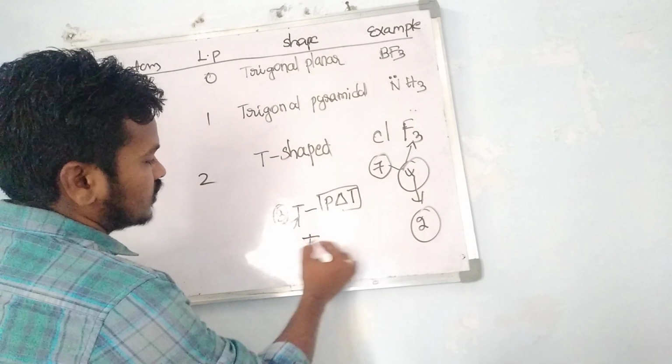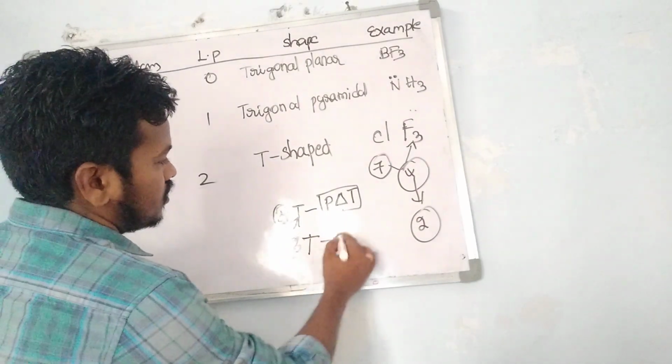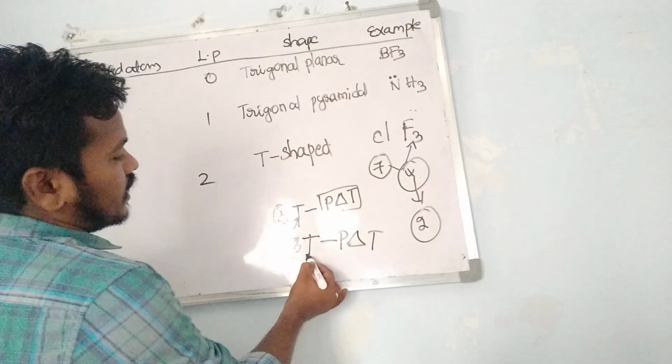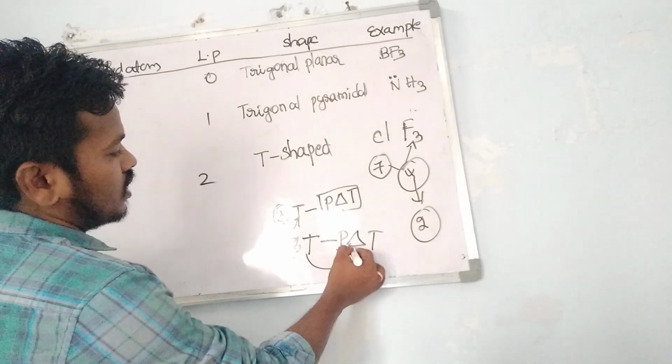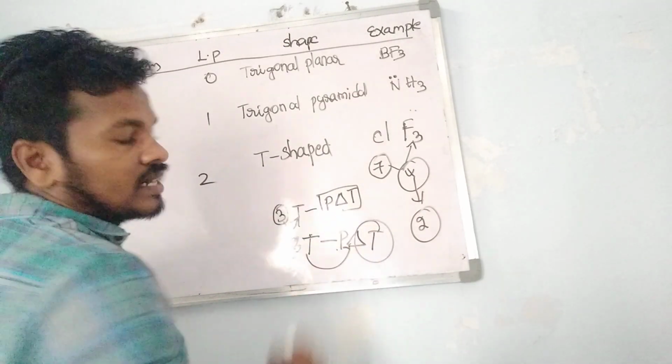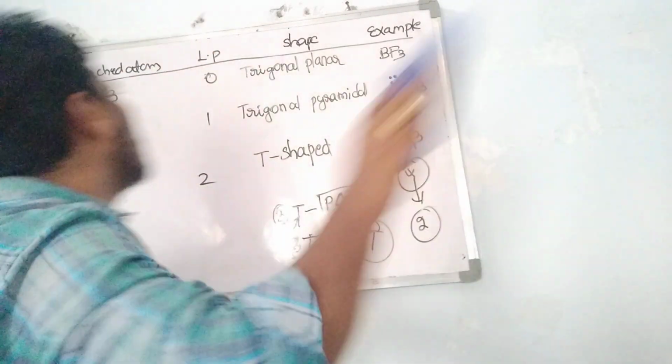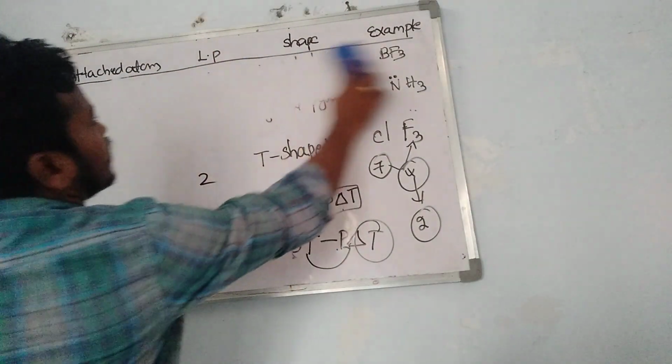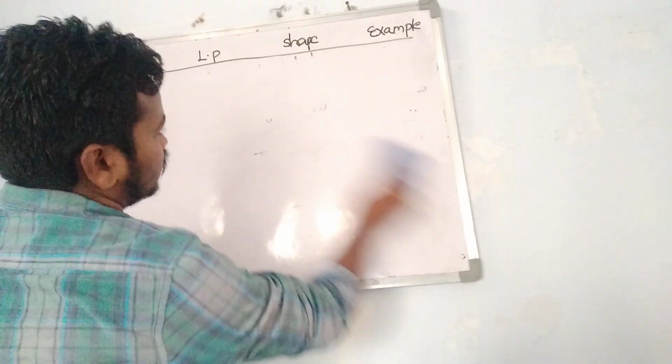Just to remember, write 3D: T, P, delta, T. Trigonal planar, trigonal pyramidal, and T is nothing but the T shape. Next, the central atom is attached with 4 atoms.